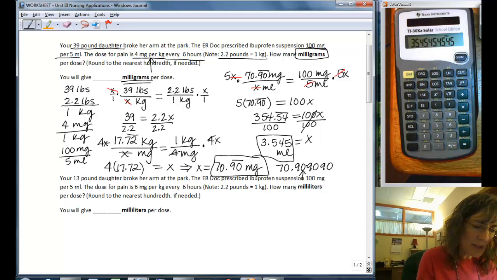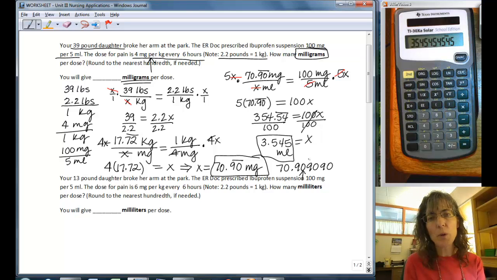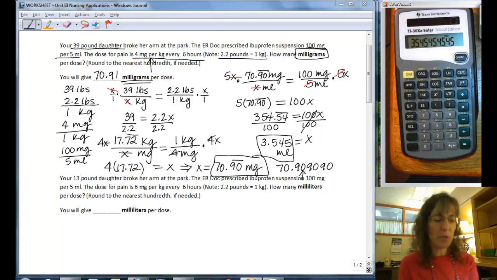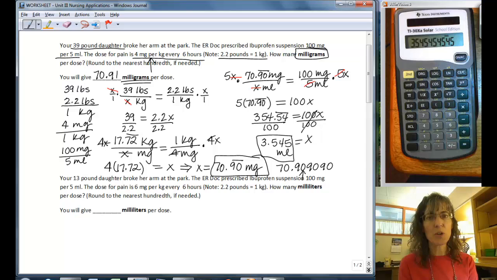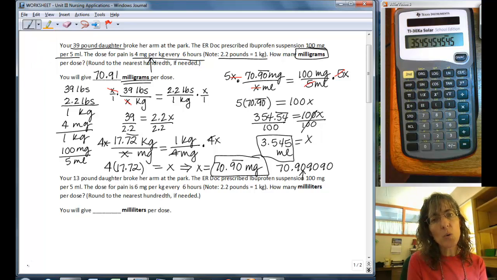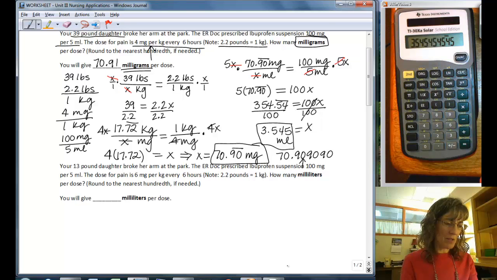70.909090. I need to round to this position, where the 0 is. The next digit is a 9, so I have to bump it up because it's 5 or greater. So I bump the 0 up to a 1. So I'm going to say 70.91 milligrams, and that's rounded to the nearest hundredth. And I did too much work, but that's okay. At the very end, I double-checked, and I saw that I only needed to know milligrams, so that's what I reported on my answer.